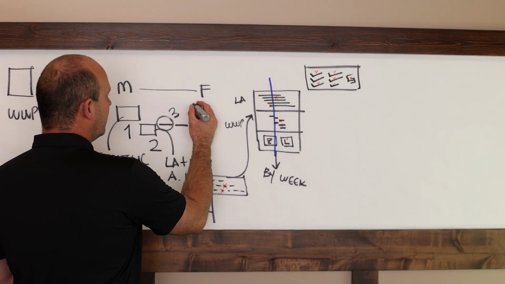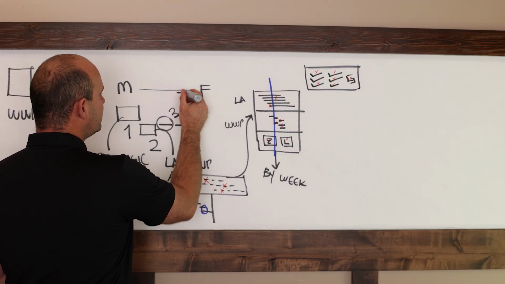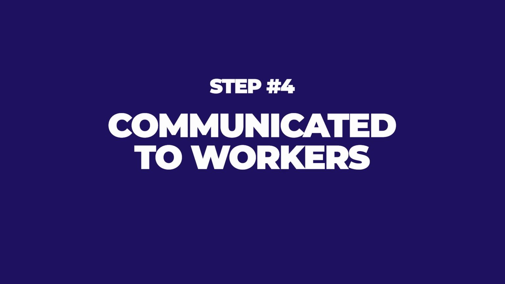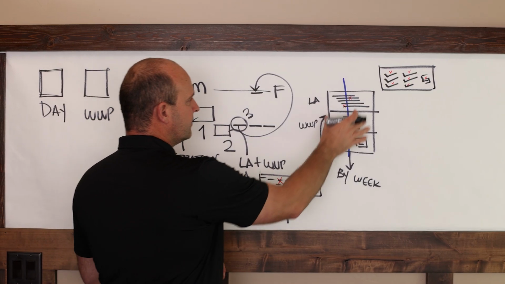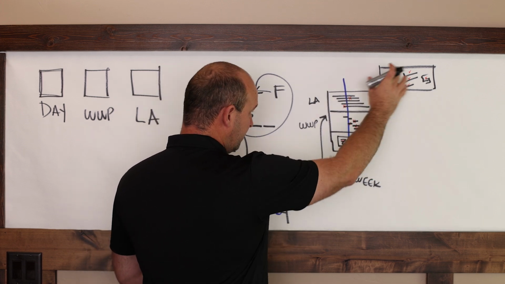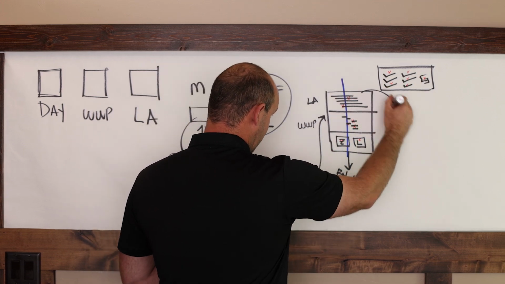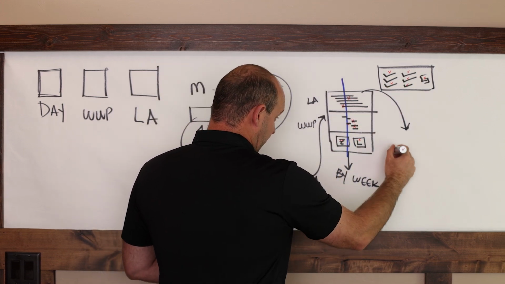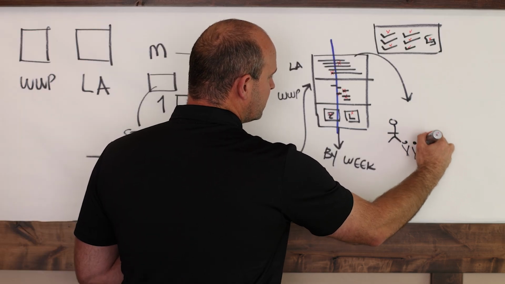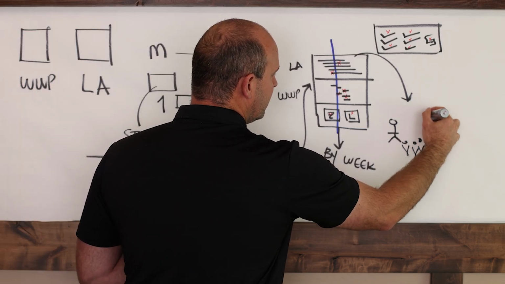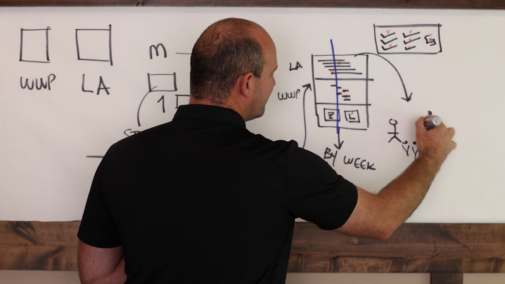Step number 4, and this is absolutely crucial. Once you have made the plan for the day, you've got to communicate it to workers. So as a super, a PM, or an assistant in any of those roles, we have to make sure that this format and any planning that we've done get out to the workers. And what I recommend, and I'll just draw workers like this, they're super important, but there's too many of them to give individual stick figures.